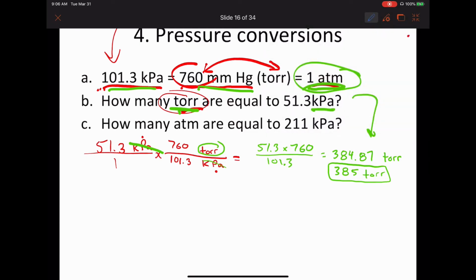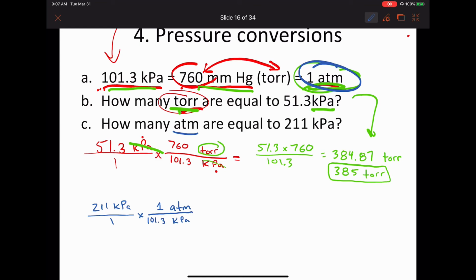So this is 211 kPa. kPa goes on the bottom. And then on the top, we're looking for atm, so I'm going to put atm on the top. All right, and here we look at our conversions. So atm is 1, and then kPa is 101.3.